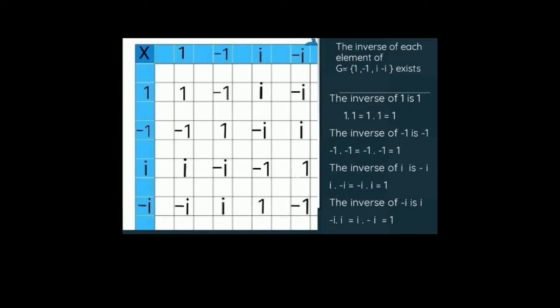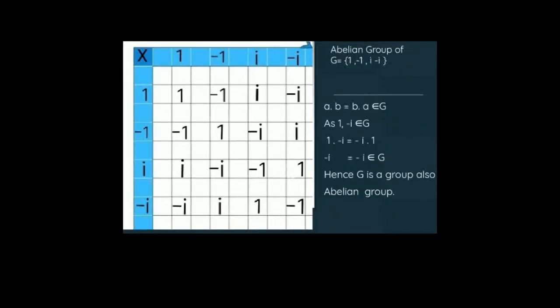Our last property is the commutative property. In the commutative property, you can multiply in any order and you get the same result, which belongs to the set G. Hence, the set G is a group, and also an abelian group, because it satisfies the commutative property.